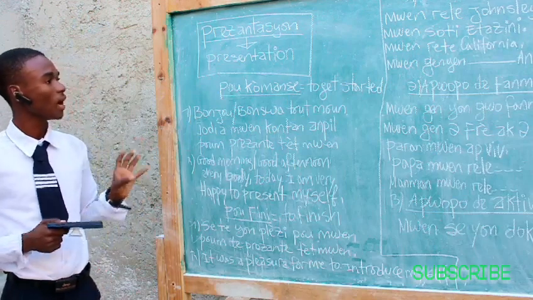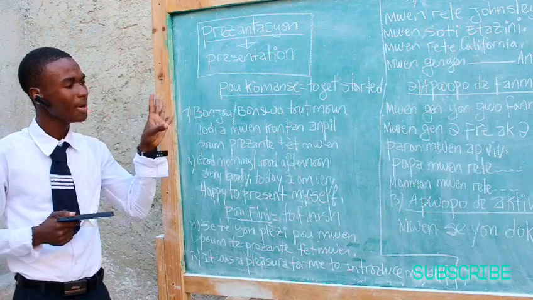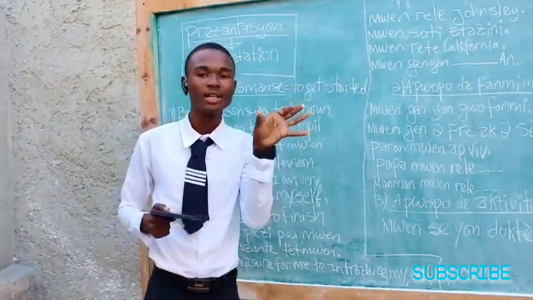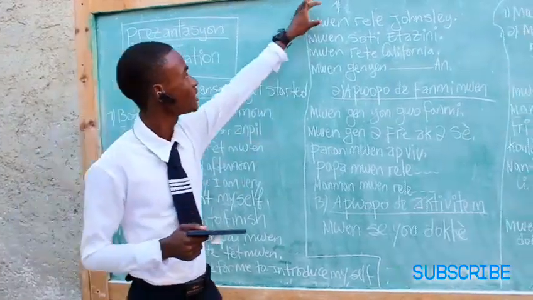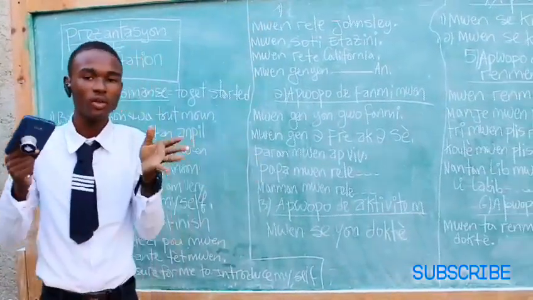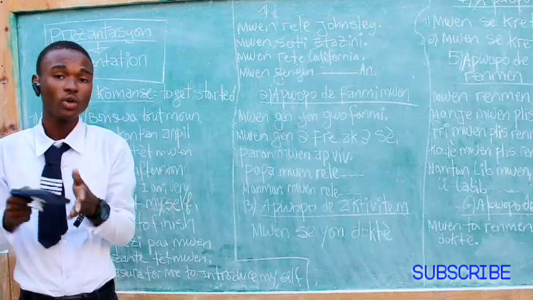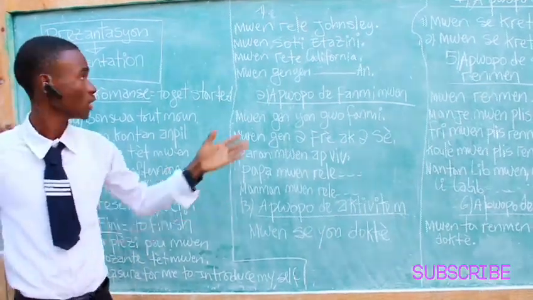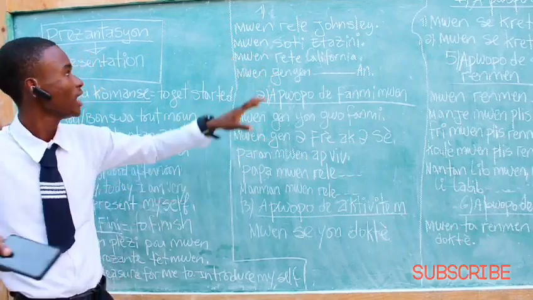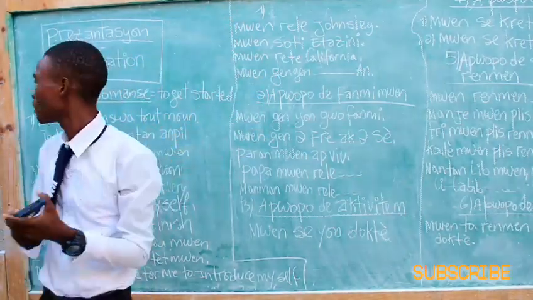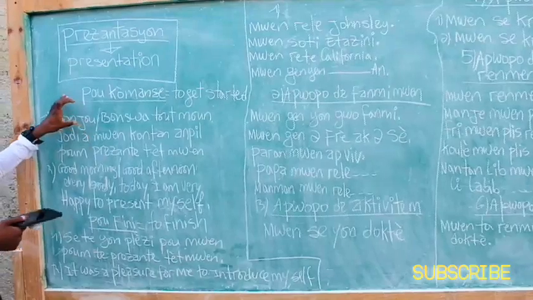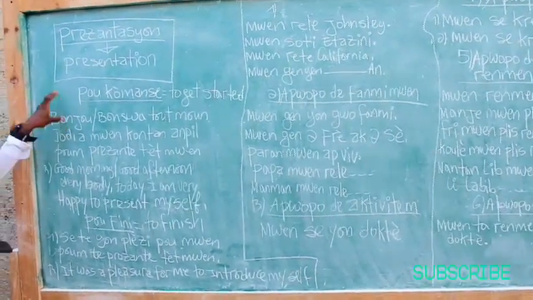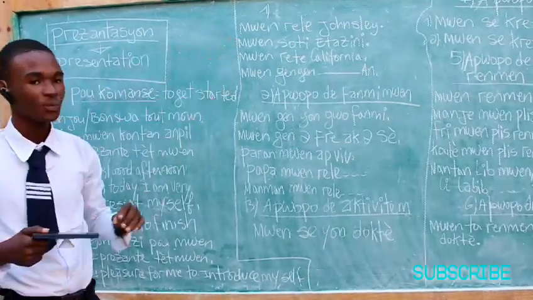Okay, so now we mentioned here 6 points that you have to see. The first thing you have to do is give your name, your age, where you come from, where you live, and how old you are. Okay, so the first thing you have to do, after you have said this sentence to get started, you're going to go here, okay?